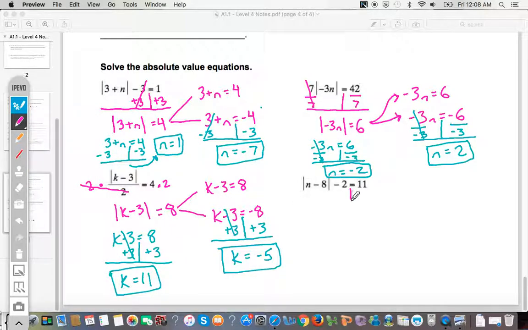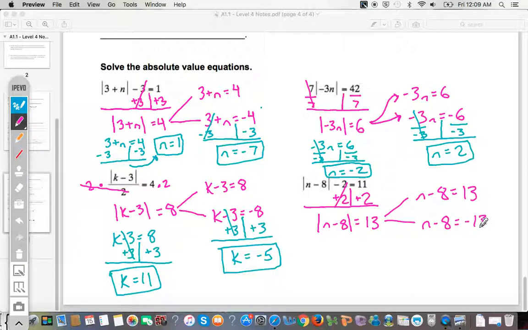So right off the bat, I'll make my t. I'll add 2 on this side. That cancels. And add 2 on that side. So I'm left with the absolute value of n minus 8 equals 11 plus 2, which is 13. Okay, so from there, create my two new equations. Just get rid of the absolute value bars for the first one. And the second one, I need the negative version. So n minus 8 equals negative 13.